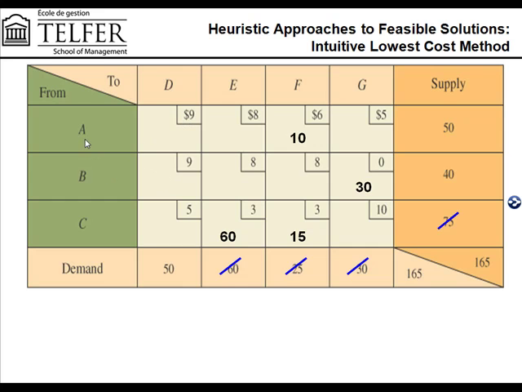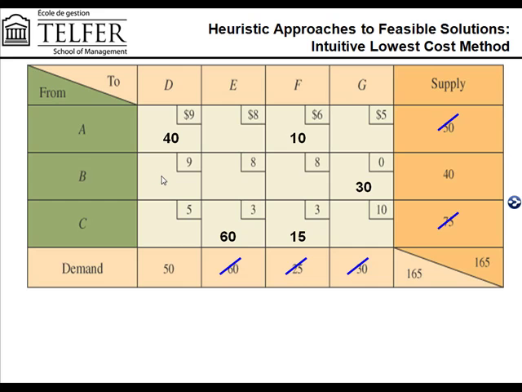So we're going to supply from A to D first. D requires 50 units. A, however, has already supplied 10 out of its total possible of 50, so it can now supply 40 to D. So we will do that, which will take care of the total supply that was possible out of A. So A has now exhausted all of its capacity.